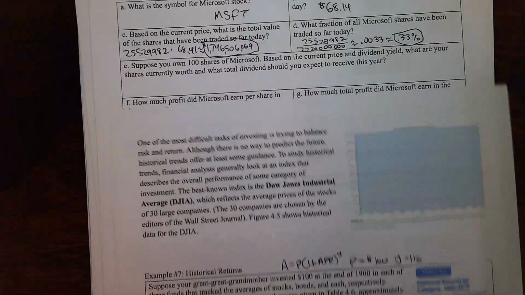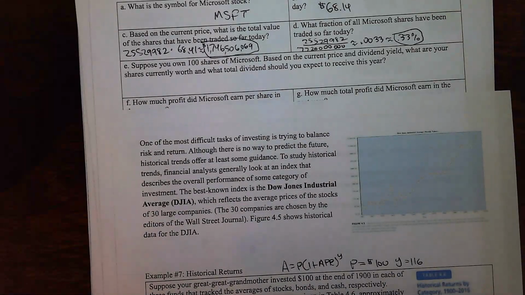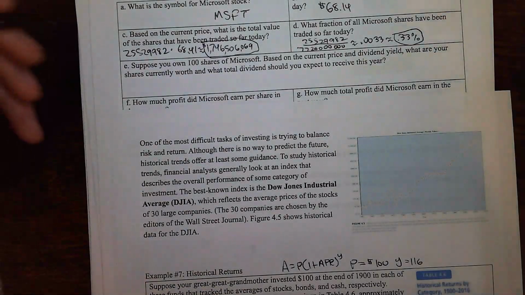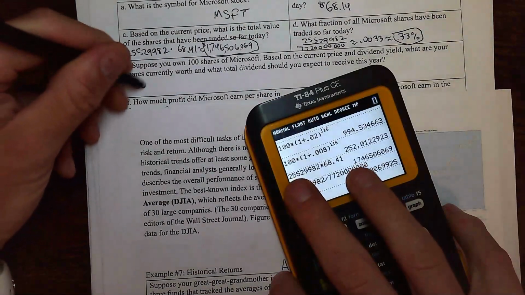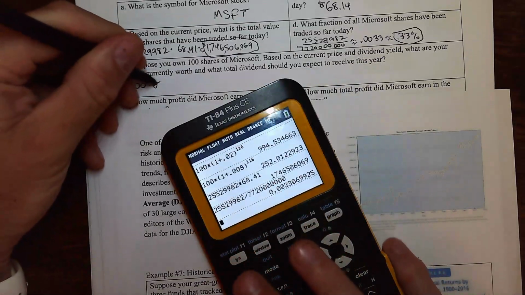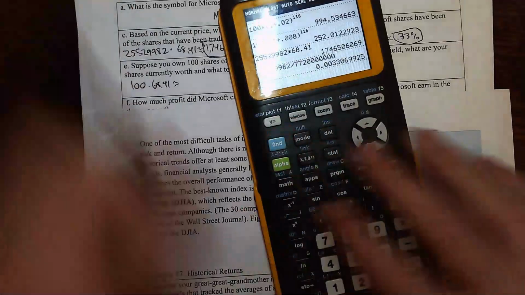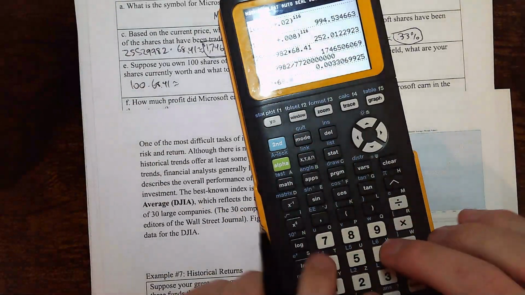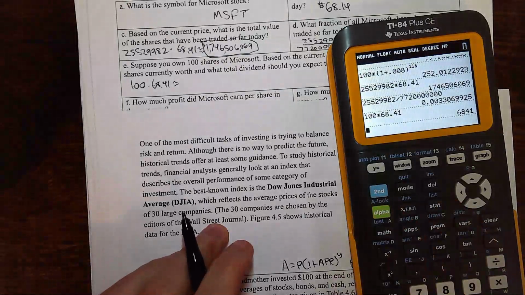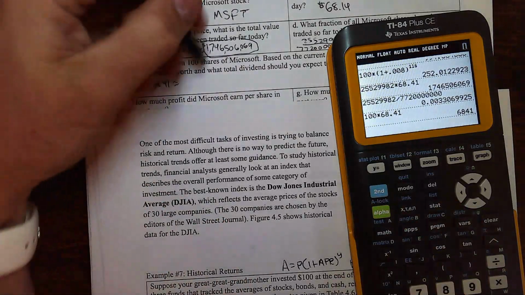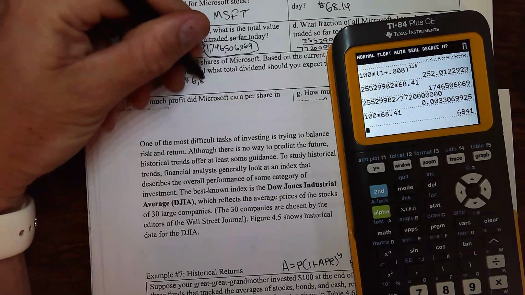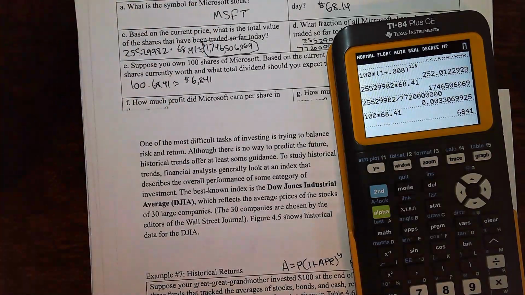Suppose you own 100 shares of Microsoft. Based on the current price and dividend yield, what are your shares currently worth, and what's the total dividend you should expect to receive this year? At the current price, 100 shares times $68.41. So your current amount is worth $6,841.